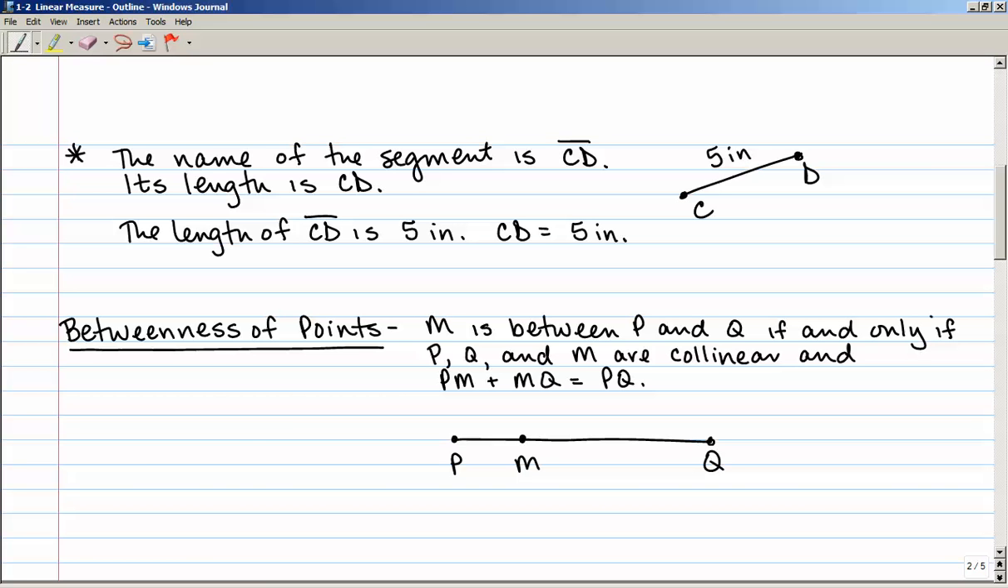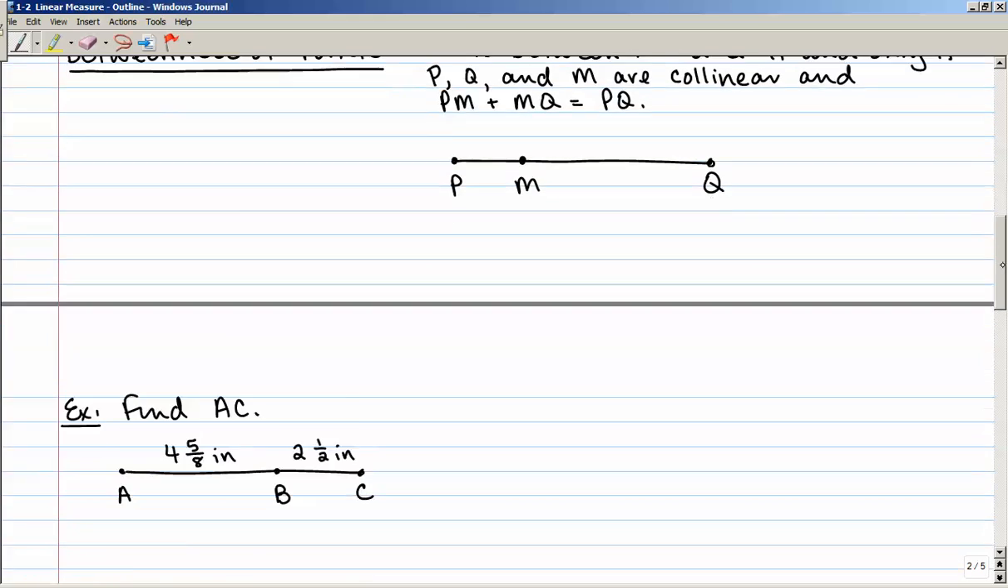So let's take a look at this. I have points P and Q as the endpoints of my segment, and point M is anywhere in between. It seems kind of obvious, but if I were to measure the length of PM and then measure the length of MQ and add them together, I would get the length of PQ. Let's use that in a couple examples here.